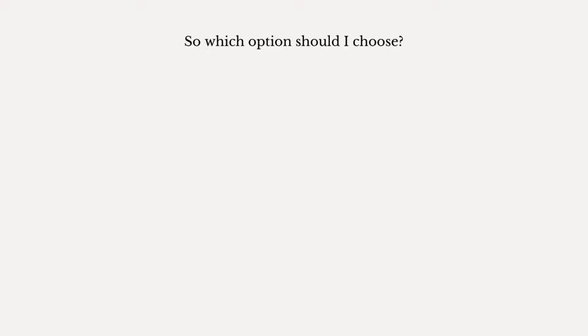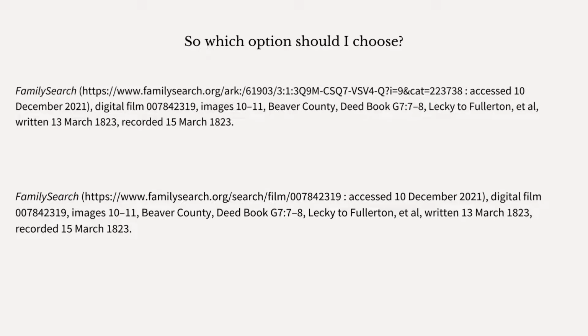Let's take a look at what a footnote would look like for each of the options in Evidence Explained and Mastering Genealogical Documentation. Using the first FamilySearch example with the full URL, your footnote would look like this. And with the shortened URL, your footnote would look like this.